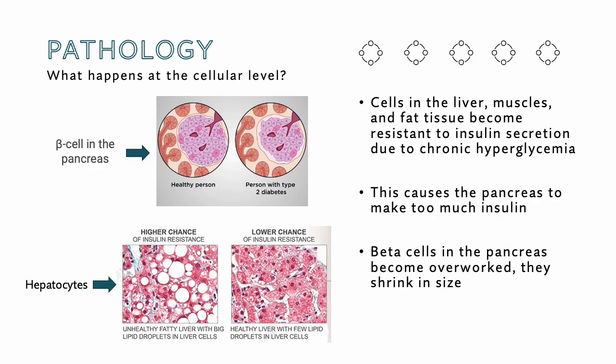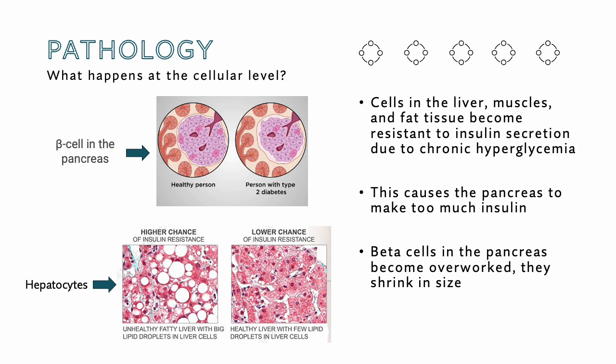These next few slides will explain what happens in the body with type 2 diabetes. These pictures show what it may look like at the cellular level in the pancreas and liver. Over time, when there's too much sugar in the blood, what we call chronic hyperglycemia, the cells in your liver, muscles, and fat stop responding properly to insulin. This is called insulin resistance.